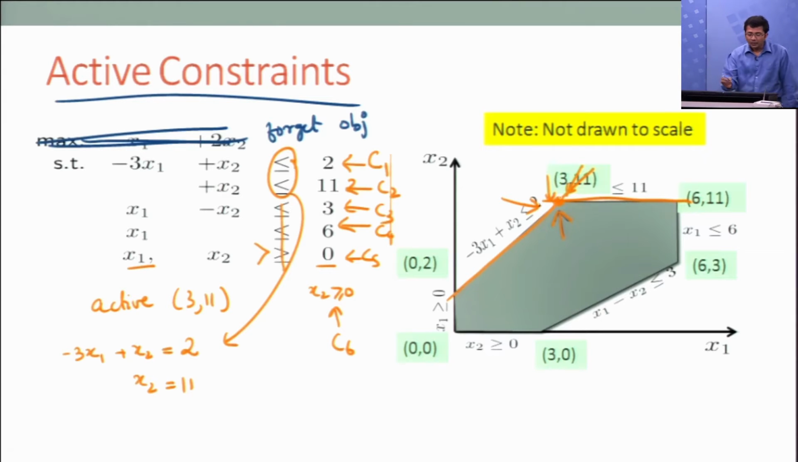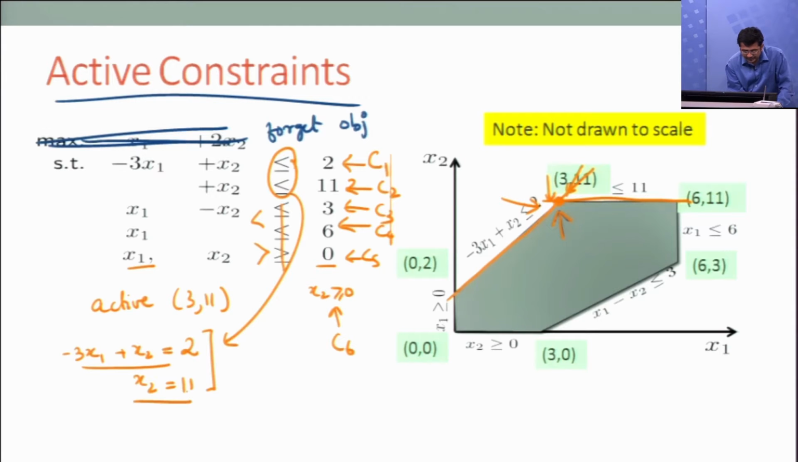Satisfying it with a strict inequality also means satisfying it with a less than or equal to, and satisfying it with an equality also means satisfying with a less than or equal to. But rather than saying less than or equal to, I'm going to say, is it less than or is it equal to? I'm going to analyze the solution based on which case it falls under. If it's equal to, then the constraint is said to become active. If it's less than, it is said to become inactive. Okay, so 3, 11 activates 2 constraints.